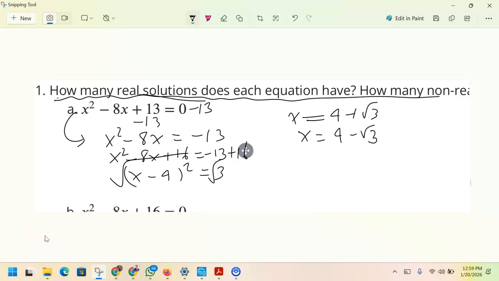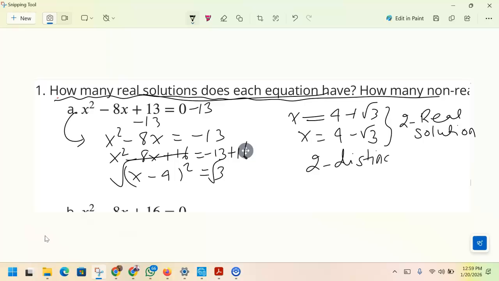So the question is how many real solutions? There are two real solutions. I can even write, another word for you, distinct. Distinct means they are not the same. Two distinct irrational solutions. Okay.